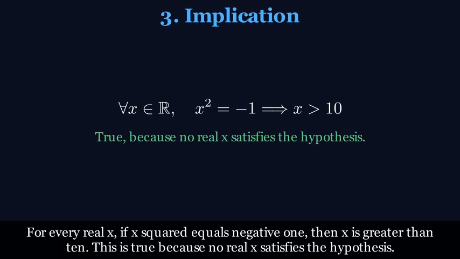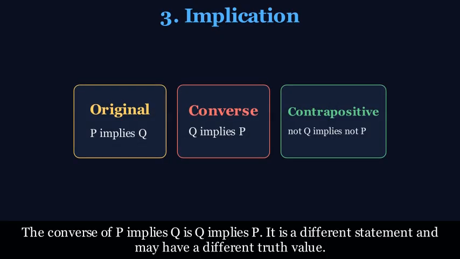For every real x, if x squared equals -1, then x is greater than 10. This is true because no real x satisfies the hypothesis. The converse of P implies Q is Q implies P. It is a different statement and may have a different truth value.